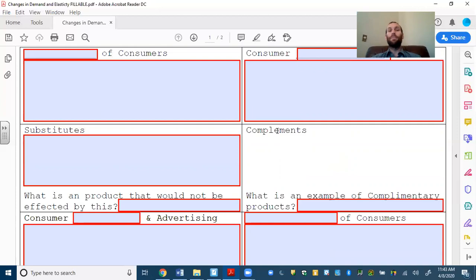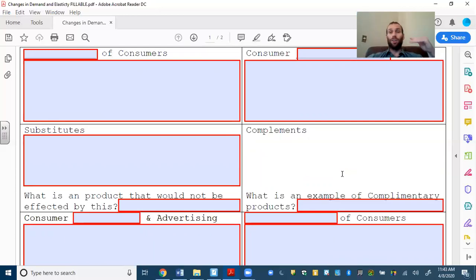Remember, this is complements with an E, not complement with an I, which is like, you look very nice today, and good job on your assignments and getting them done. So it's spelled differently, so make sure you remember that. So complements are typically goods bought together. You can think of it sort of this way.